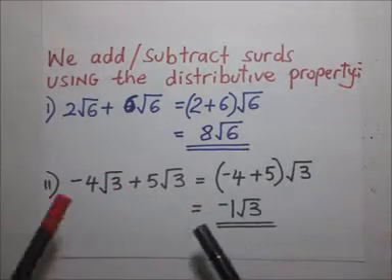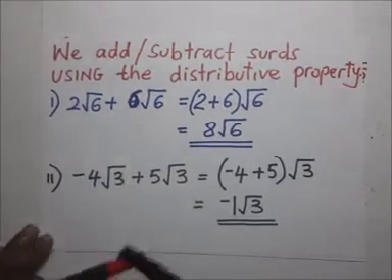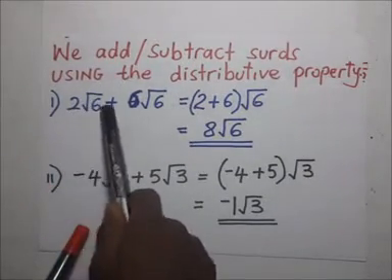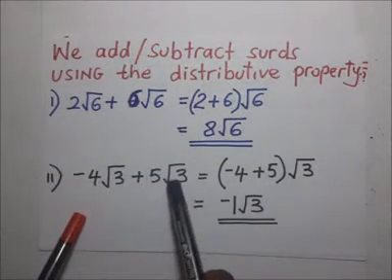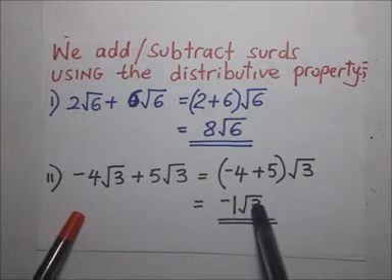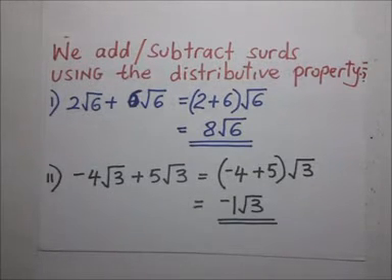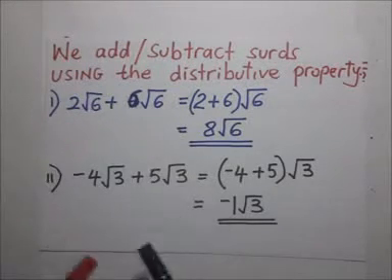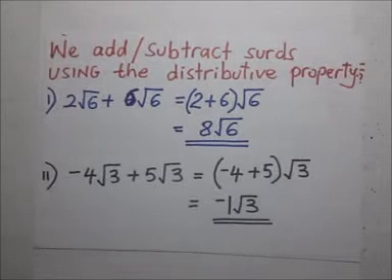Now, when we are adding Surds, if it were algebra, this root 6 is more like x. 2 root 6 is like 2x plus 6x, which is going to give you 8x. Negative 4x plus 5x is going to give you negative 1x. As simple as that. So you can treat them in that kind of algebraic way of looking at it. But when we are dealing with Surds, we can only add and subtract Surds that are like. And we say that like Surds are Surds that are having the same radicand.